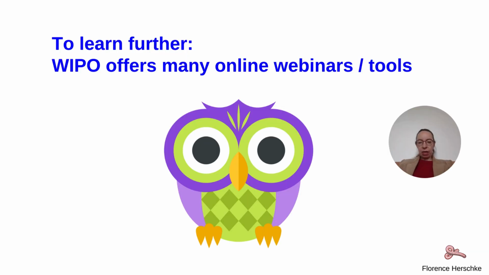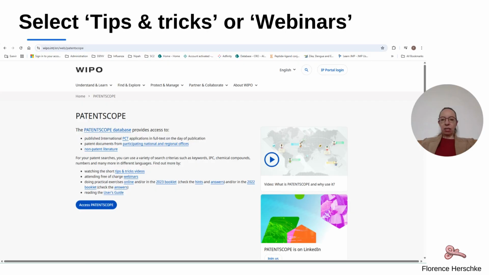The WIPO website also offers many online webinars and tools to learn further, and I strongly encourage you to look at this. To access these tools, go back to the Patentscope homepage and either click Tips and Tricks videos or webinars. They also have a LinkedIn group, which I personally don't find extremely useful, so I would rather recommend you check these tools here.